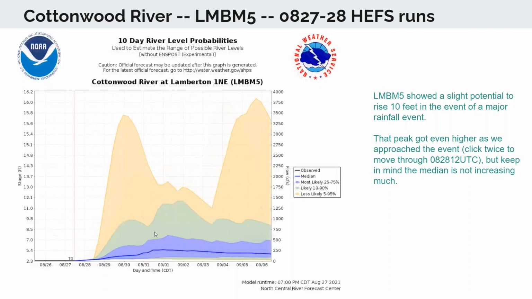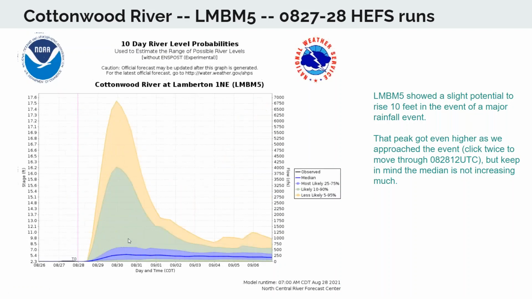A couple more, as we got closer to the event, it started to get a little bit better focused on when the main rises might be. And then this was just 48 hours before the main rises. You can see the median stayed fairly low. We were looking at around 300, 400, 500 CFS with an outside chance of reaching 6,000 or something like that. So that could have been quite a major rise.